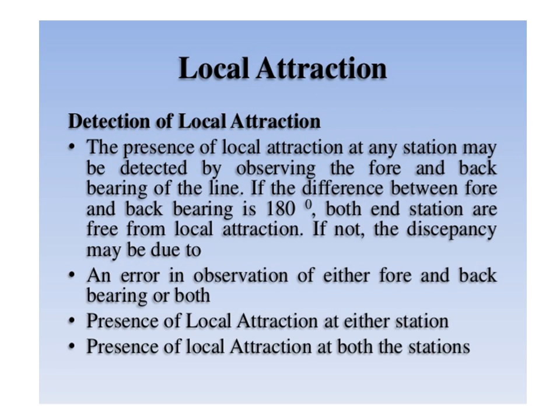This slide refers to how to detect the local attraction. The presence of local attraction at any station may be detected by observing the fore and back bearing of line. If the difference between fore and back bearing is 180 degree, both end stations are free from local attraction. If not, the discrepancy may be due to an error in the observation of either fore and back bearing or both. Presence of local attraction at either station or presence of local attraction at both the stations.